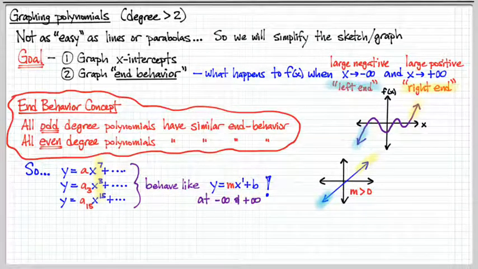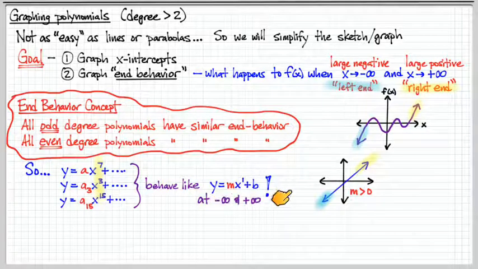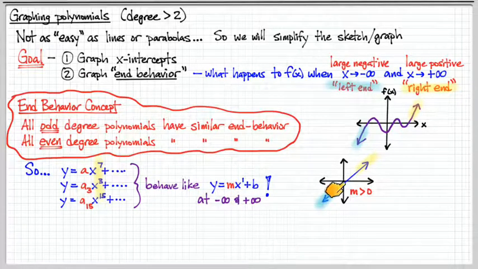Now, a line looks like this. When the slope is positive, as x gets really negative, f of x goes down. As x becomes big, f of x goes up.